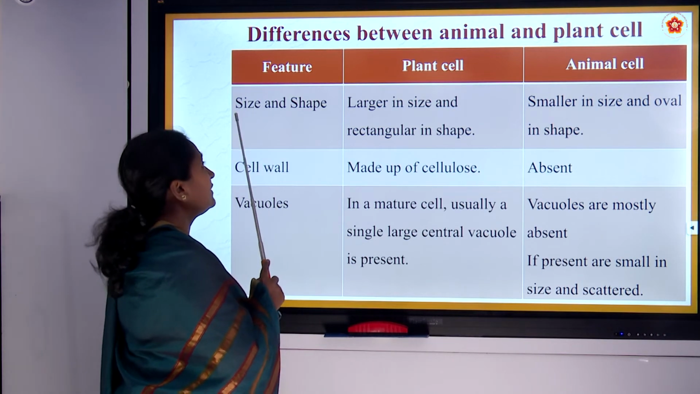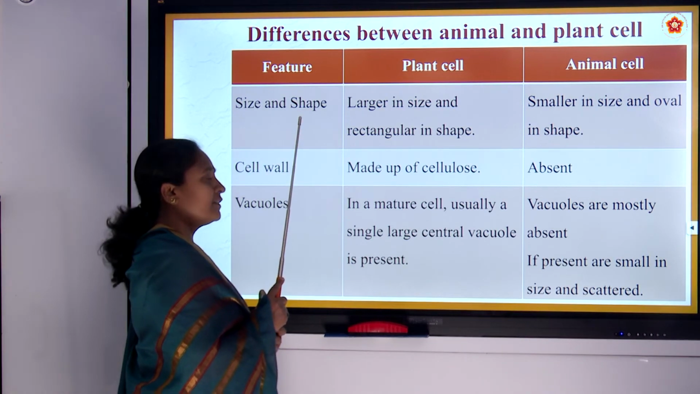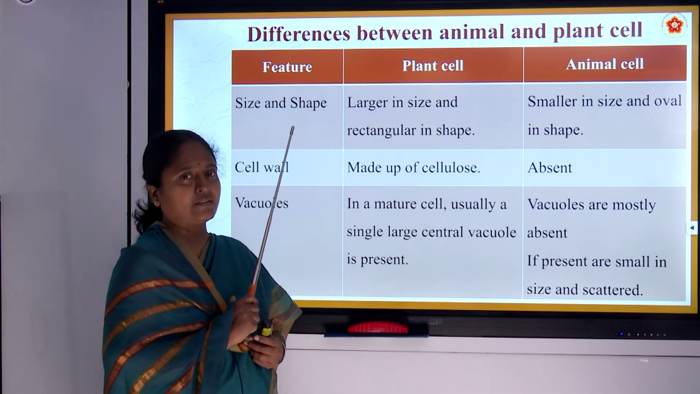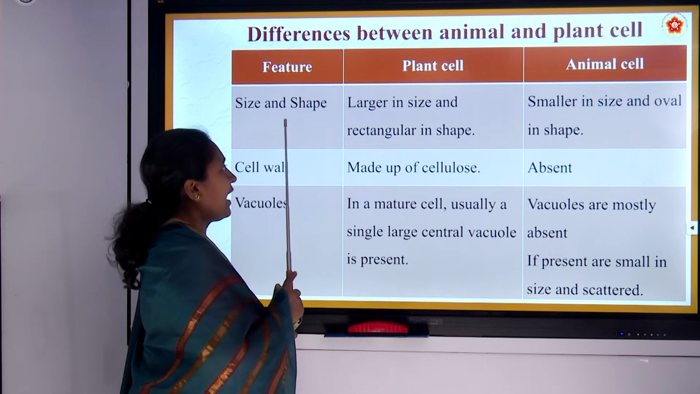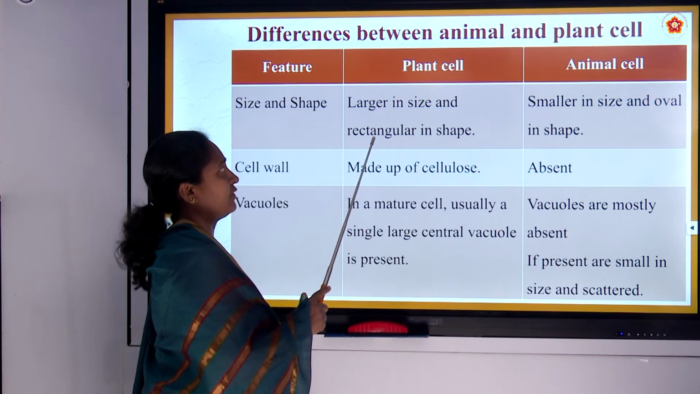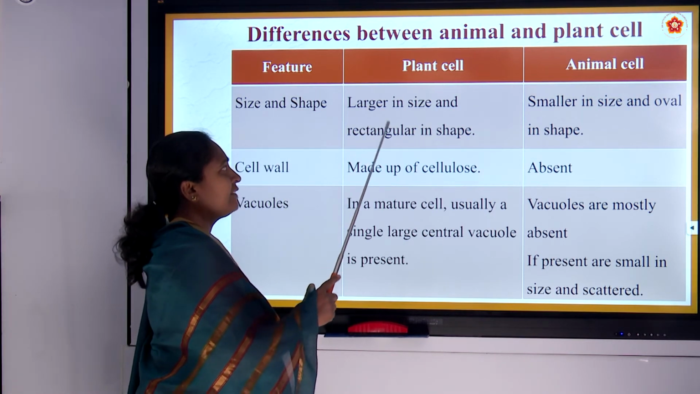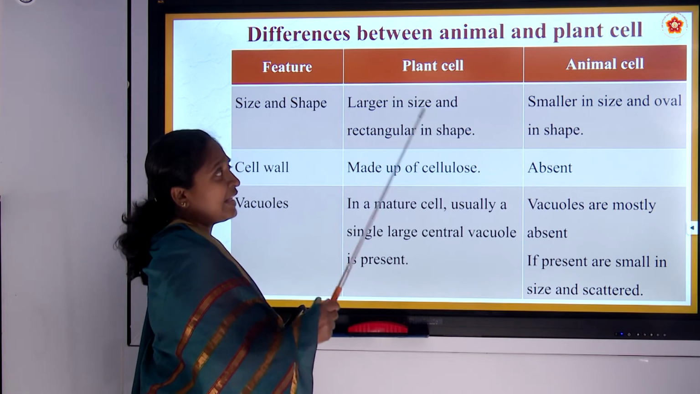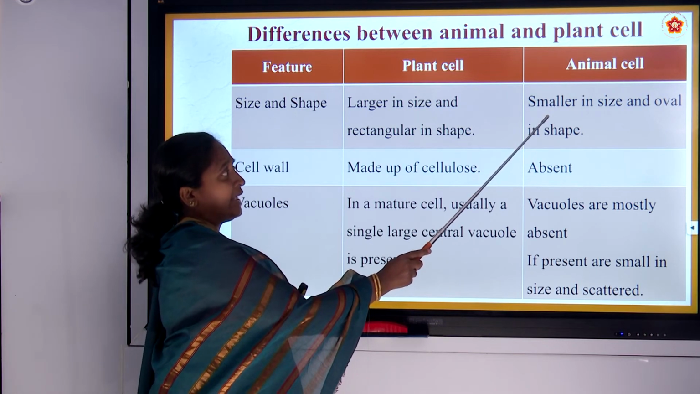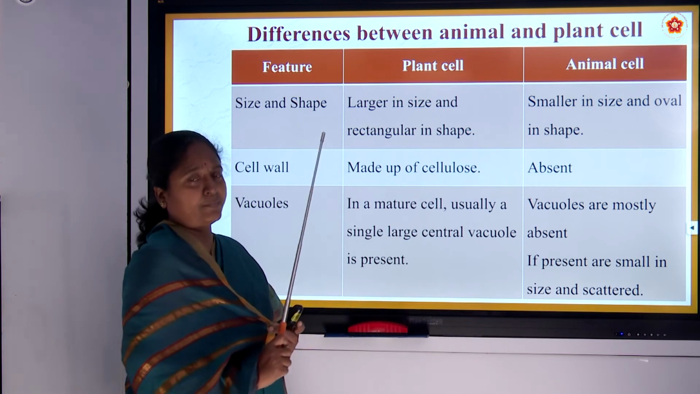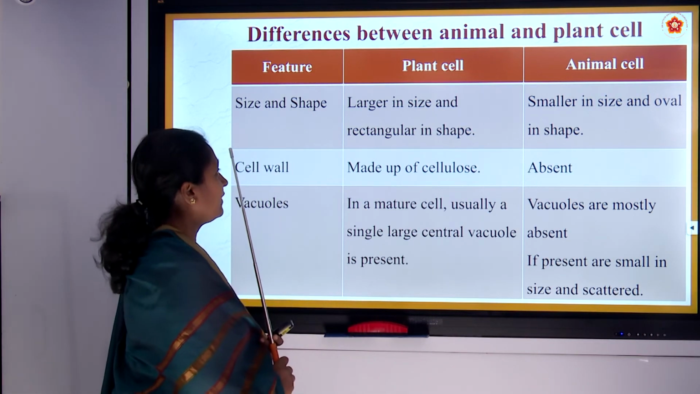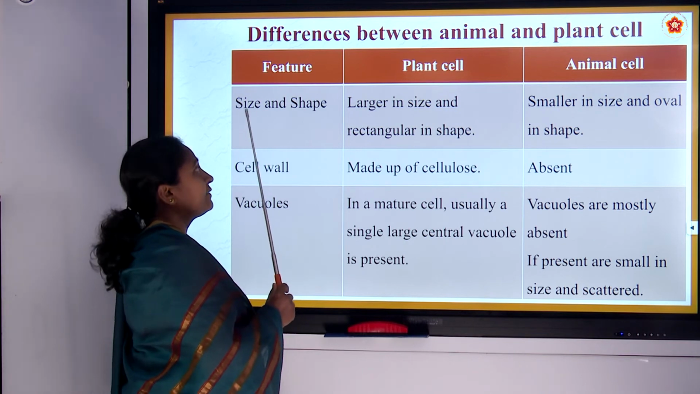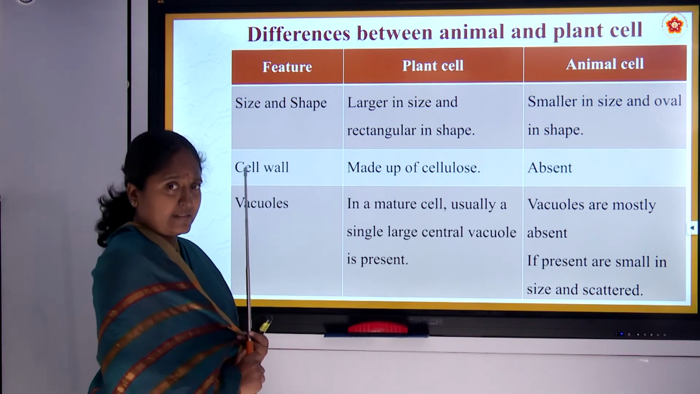First we are talking about the size and shape of the cell. Just now we have seen the plant cell has a definite shape, right, and it has a rectangular shape structure. It is large in size and rectangular in shape, whereas animal cells are very small in size and they are oval in shape. That is the general characteristic of the plant cell and animal cell in terms of size and shape of the cell.